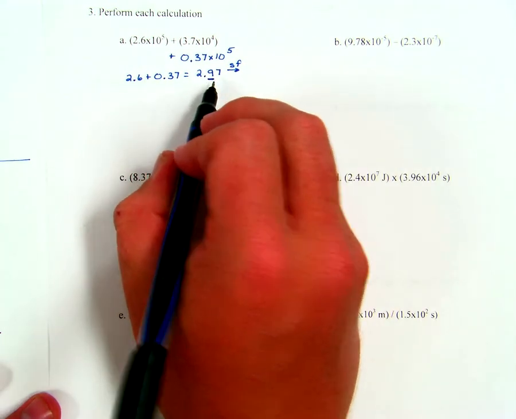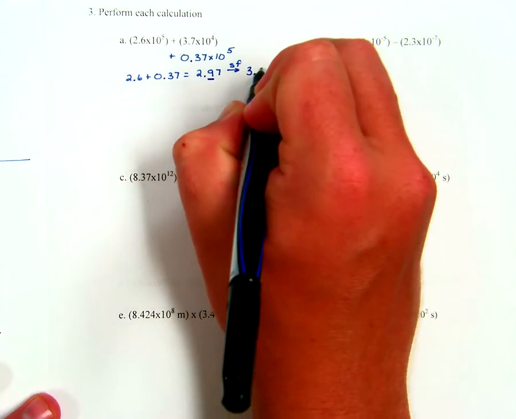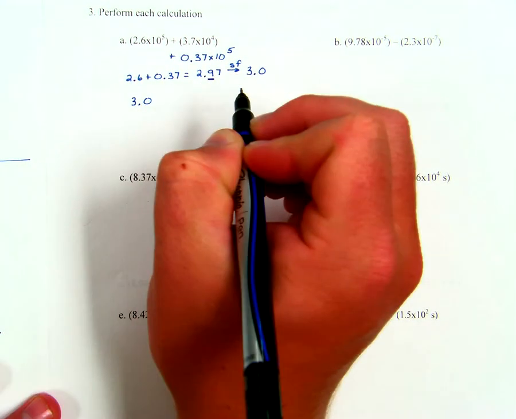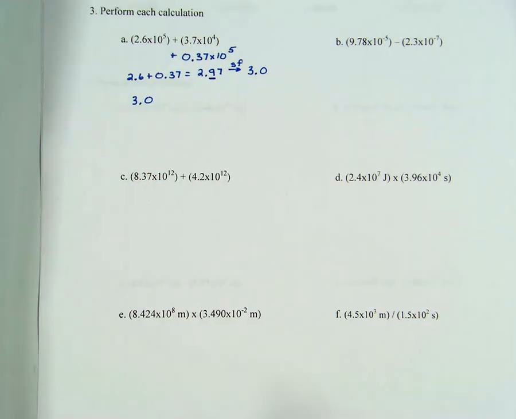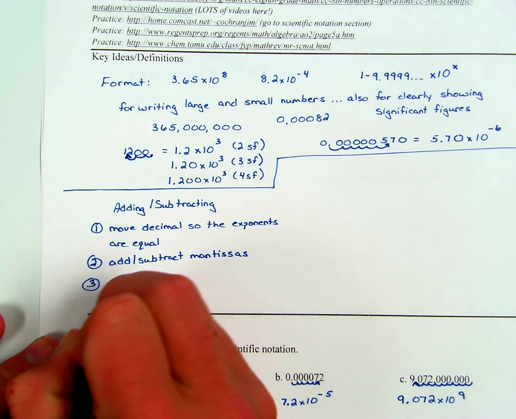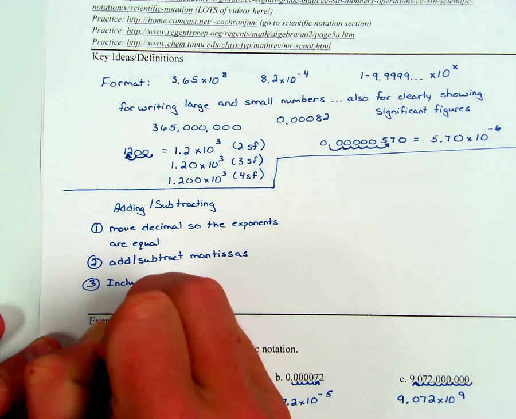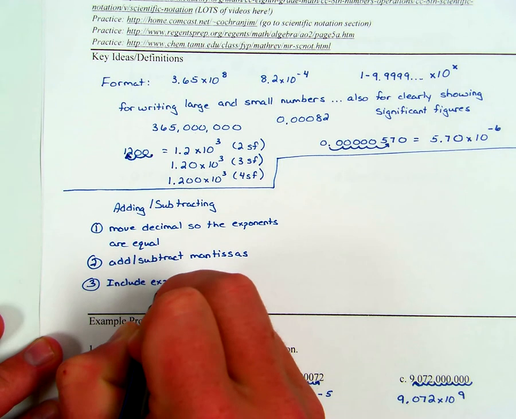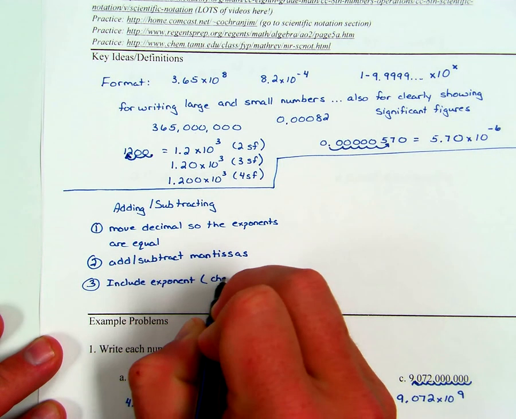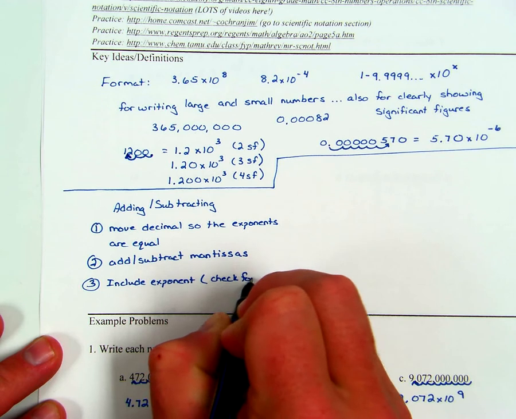So I have 3.0. And then my last step, this is step number 3, is include the exponent. And in parentheses I'm going to put check for proper scientific notation.